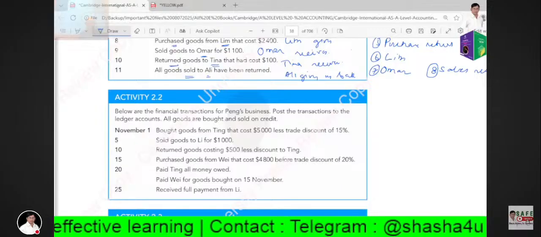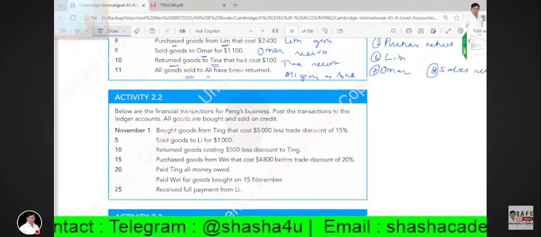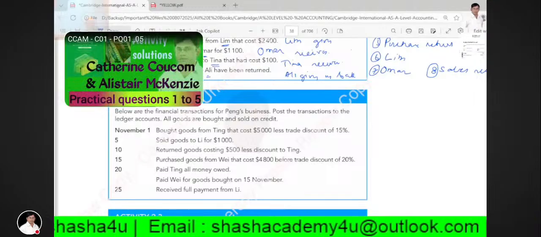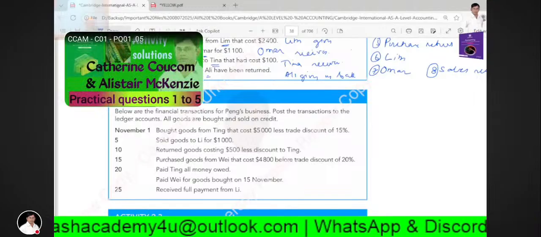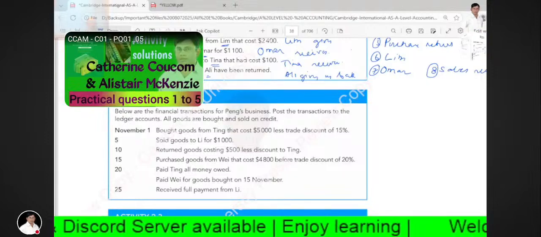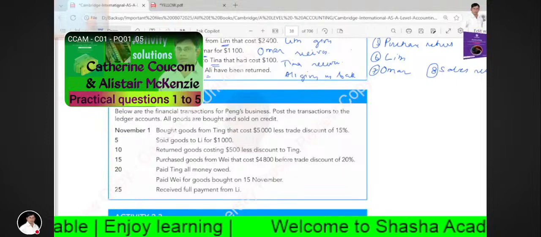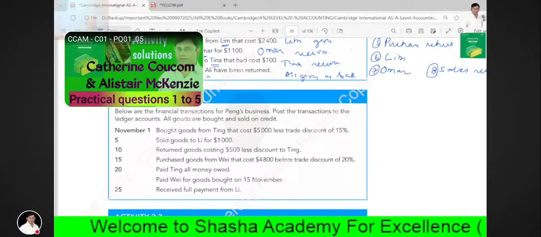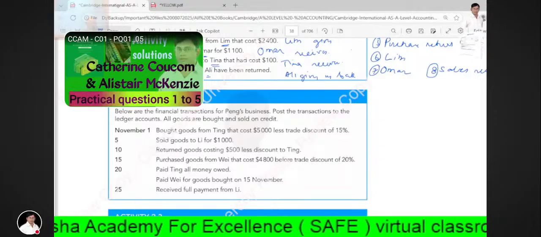Paid Ting all money owed. Paid V for goods bought on 15 November. Received full payment from Lee. So you can try working out this question on your own, and in the next class you can cross check with the solution. We will discuss this again in the next class.